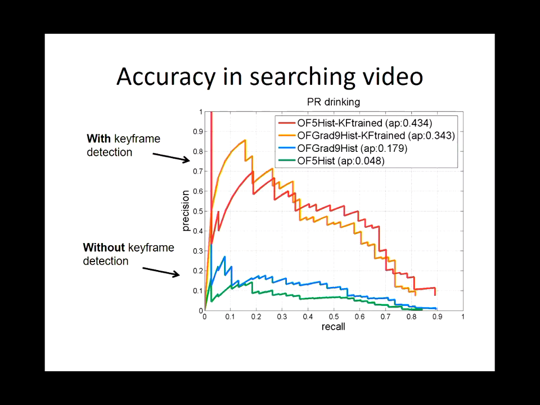What is important is these two measures, the precision and recall. Do we know about them? Yes? Who knows? Okay, good. So recall is the percentage of the positives that are returned by the classifier. Okay, so how many of the actions that are in my data set have been detected?